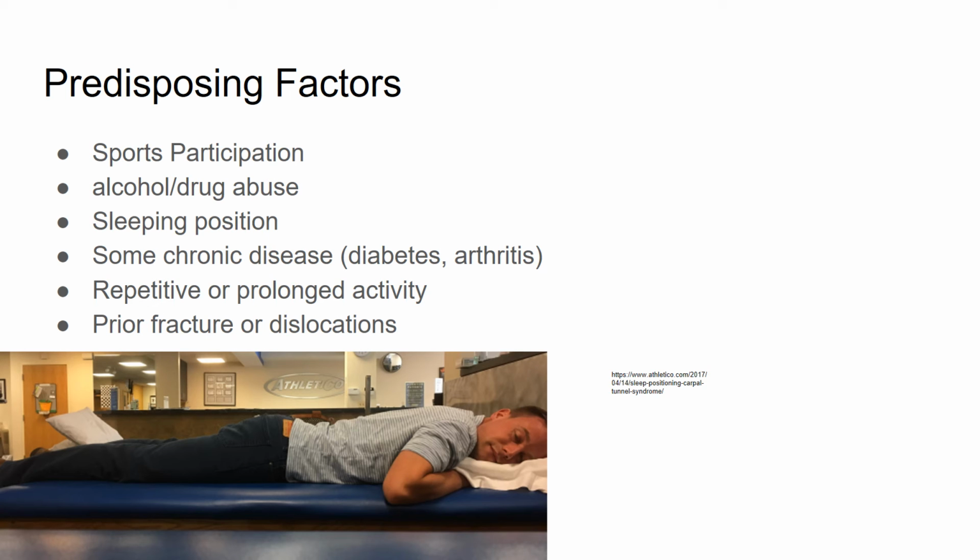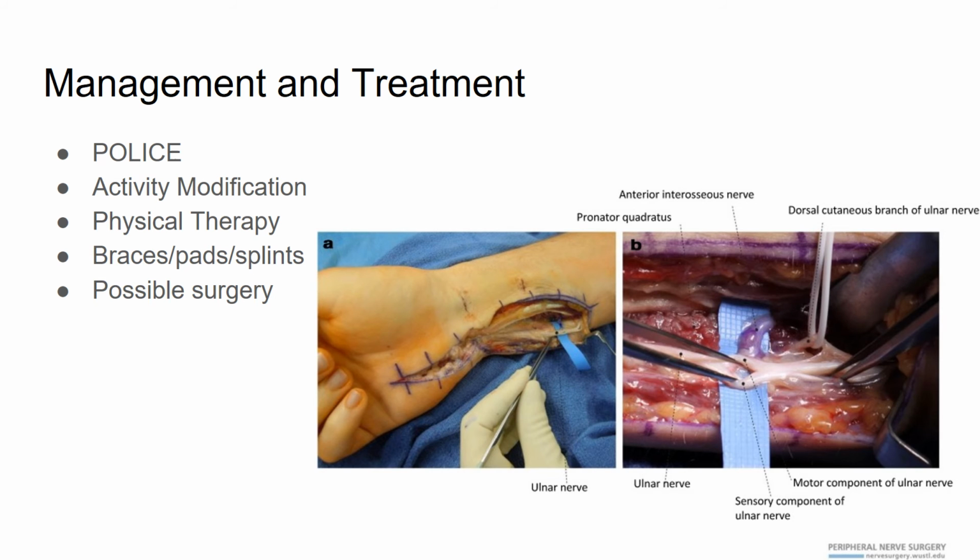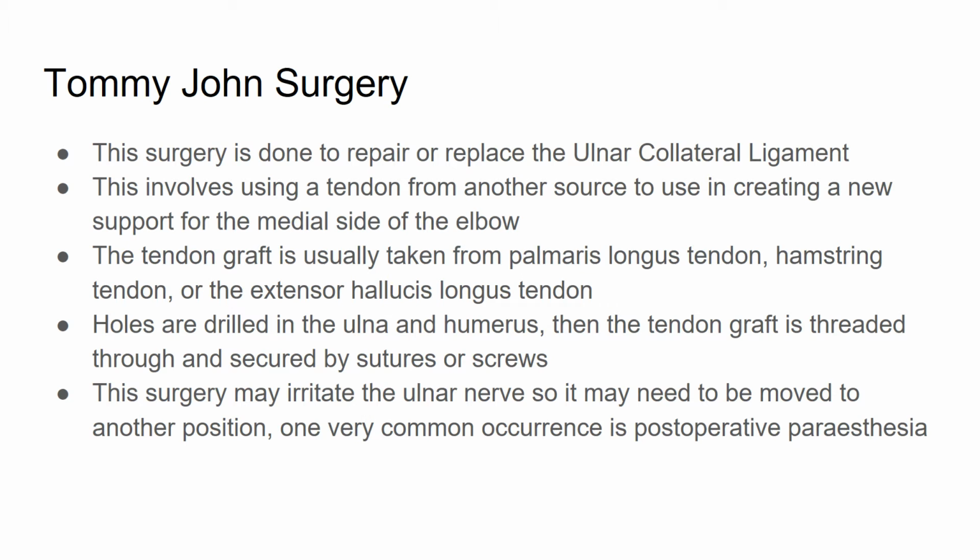Predisposing factors include sports participation, alcohol or drug abuse, sleeping position, some diseases like arthritis and diabetes, repetitive or prolonged activity, and prior fracture or dislocation. The POLICE principle, activity modification, physical therapy, bracing, padding, and splinting, and surgery may all be suggested to manage and treat this condition. Tommy John surgery is reconstruction of the ulnar collateral ligament that involves using another tendon to attach to the ulnar humerus to act as a new UCL.